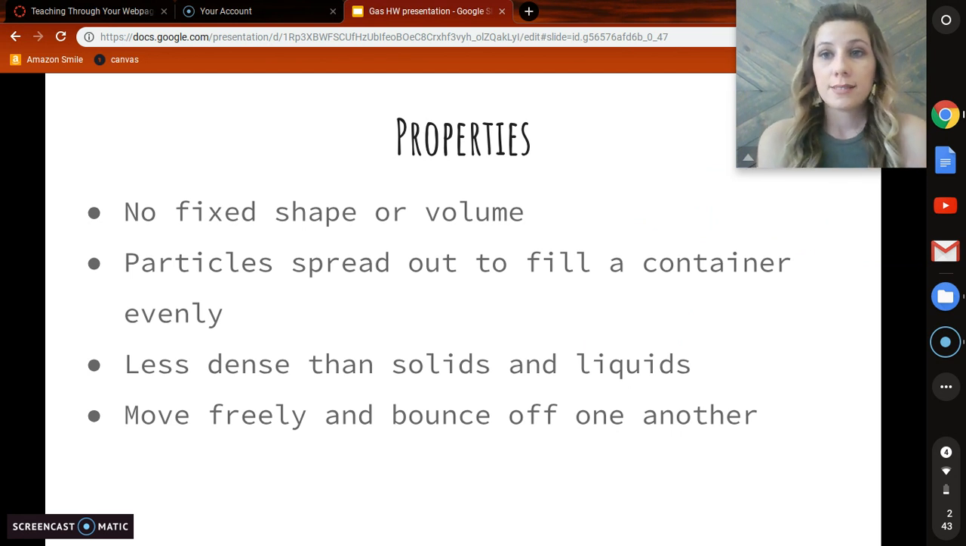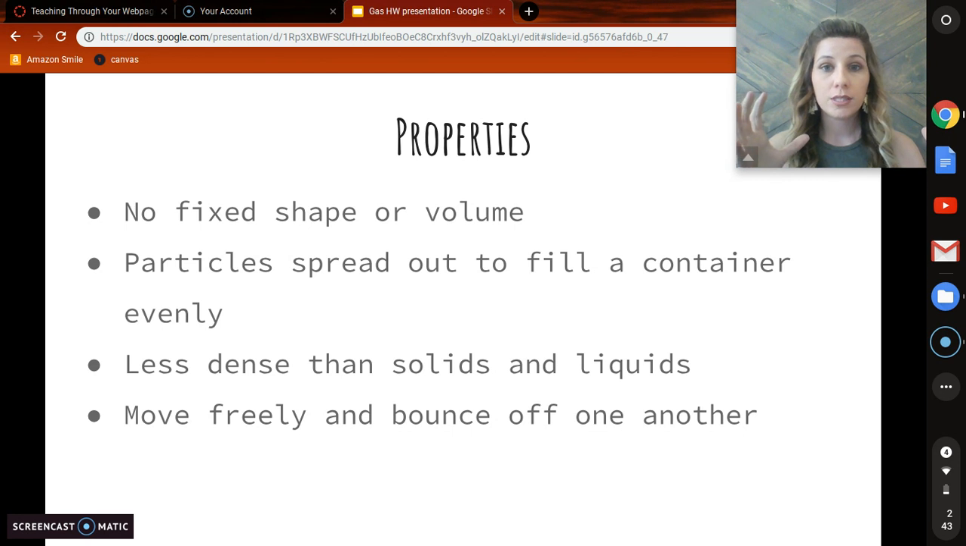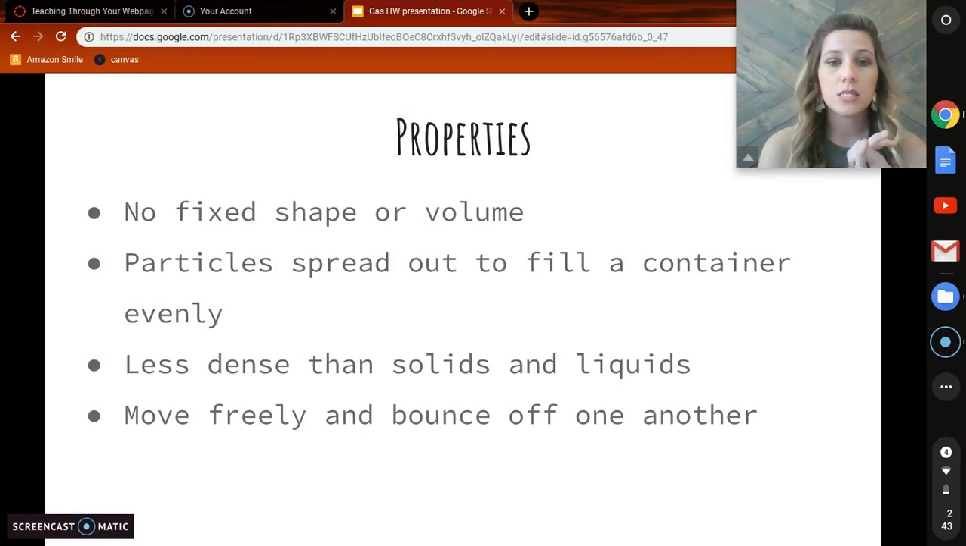So gases have different properties. It has no fixed shape or volume, so it's not going to float around in the air in a little ball. It doesn't stay as the same shape. The particles actually spread out to fill an entire container, unlike liquid, where if you pour it into a cup, it's going to sit at the bottom. If you were to pour a gas into a cup, it would fill up the entire space. Gases are less dense than solids and liquids, and they move freely and they bounce off of each other.